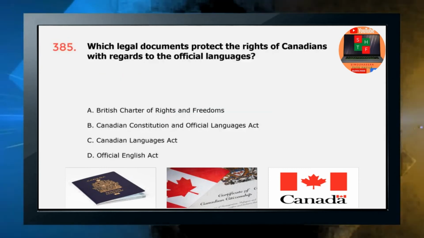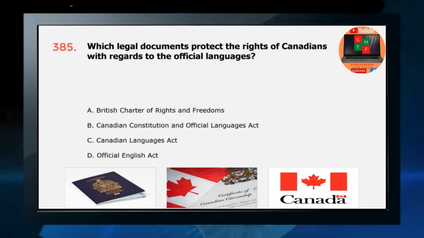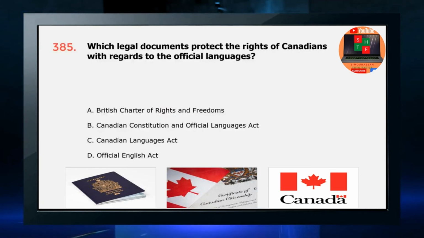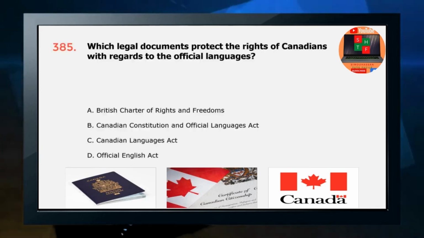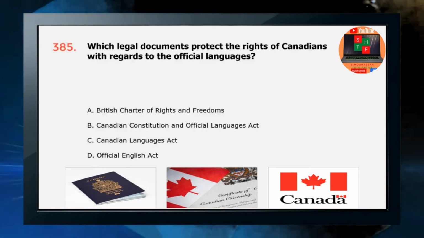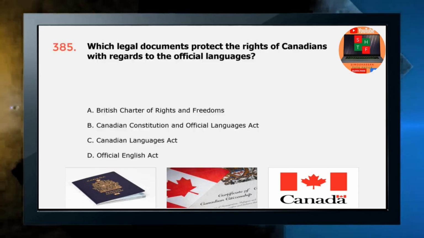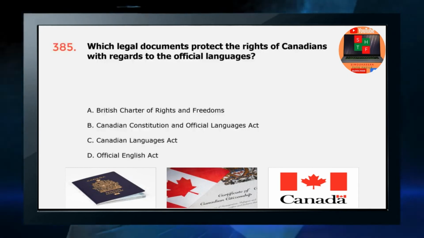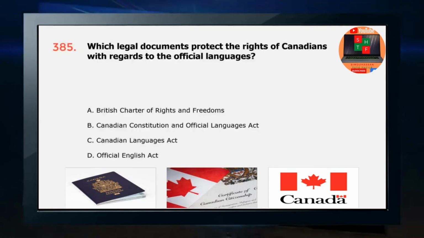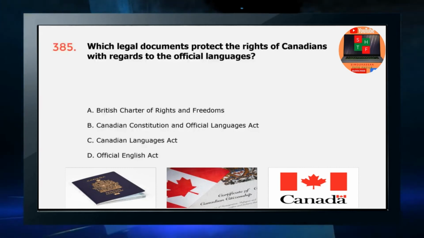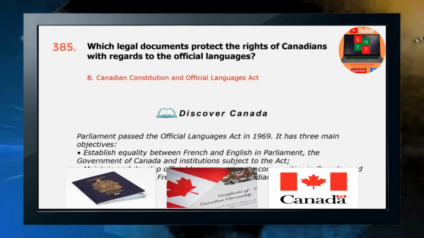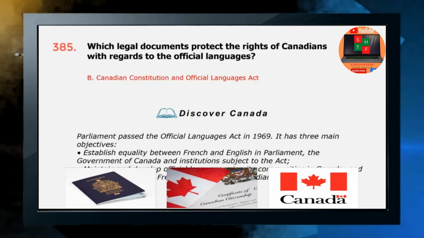Question 385. Which legal documents protect the rights of Canadians with regards to the official languages? A. British Charter of Rights and Freedoms. B. Canadian Constitution and Official Languages Act. C. Canadian Languages Act. D. Official English Act. The answer is B. Canadian Constitution and Official Languages Act.